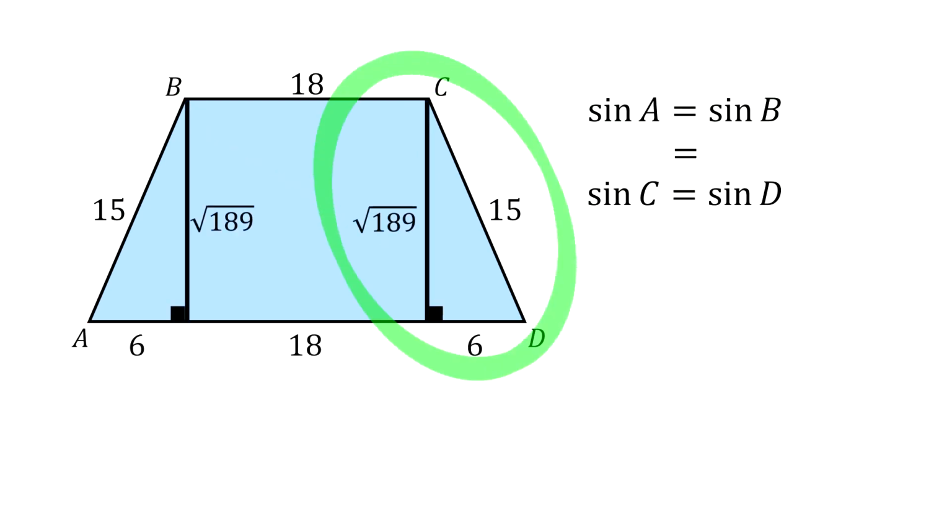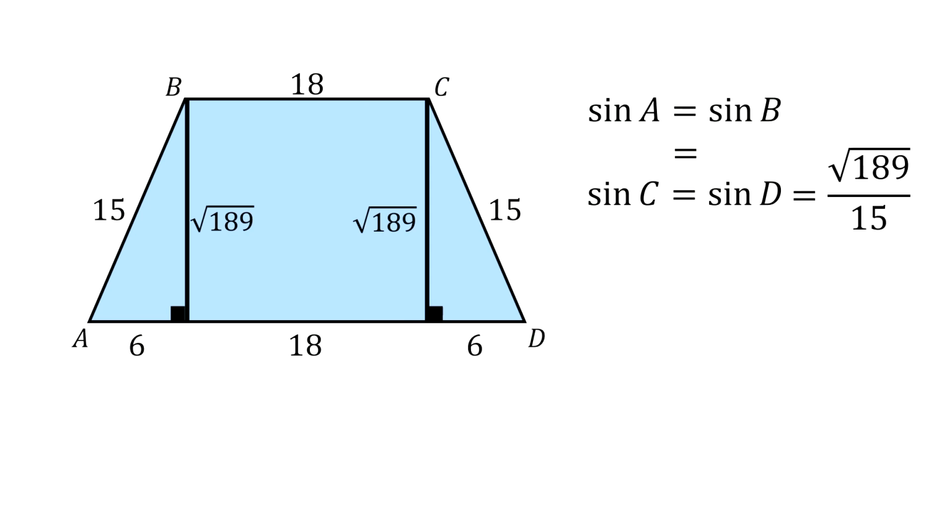Using this right triangle and the fact that the sine of angle D is the ratio of the opposite side to the hypotenuse, we can find the sine of angle D. The sine of angle D is equal to the square root of 189 over 15. Now, let's find the area of the trapezoid.